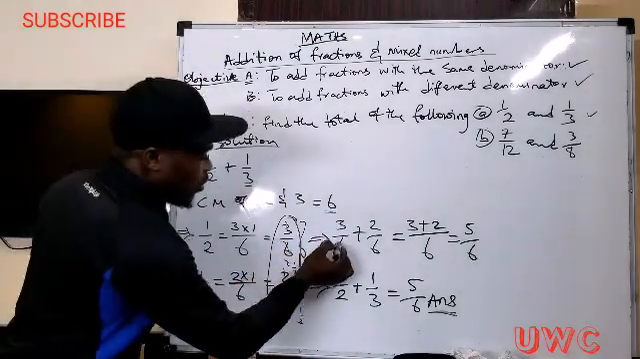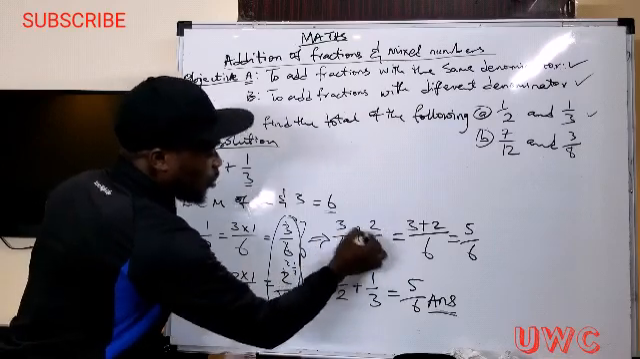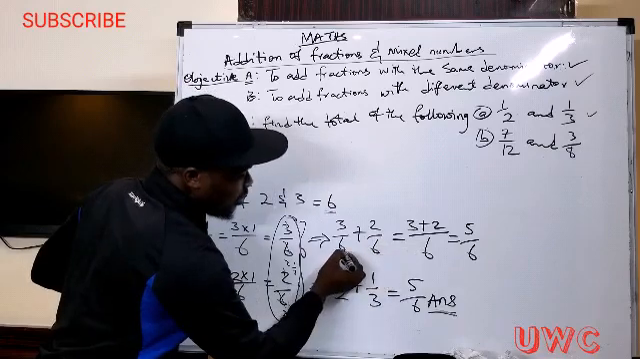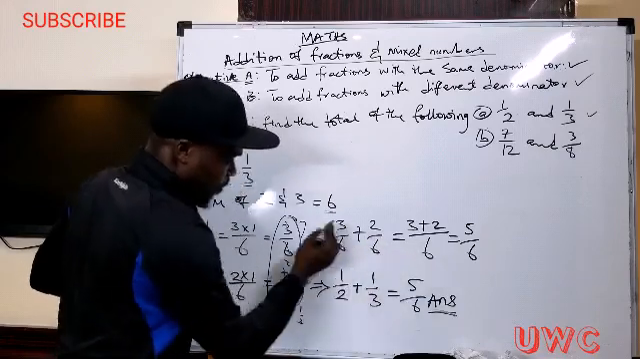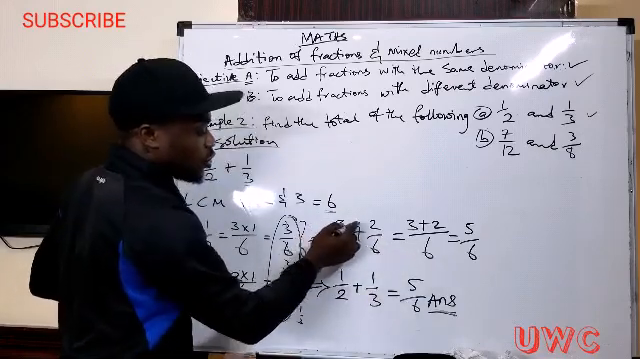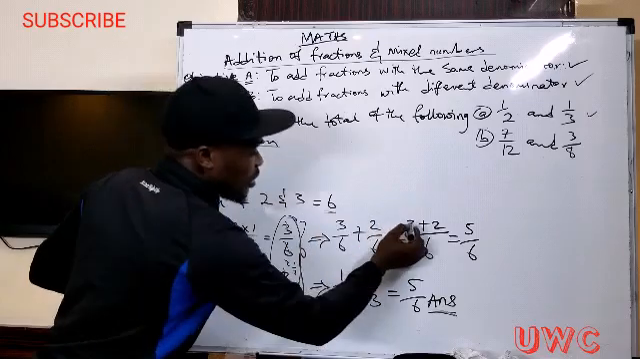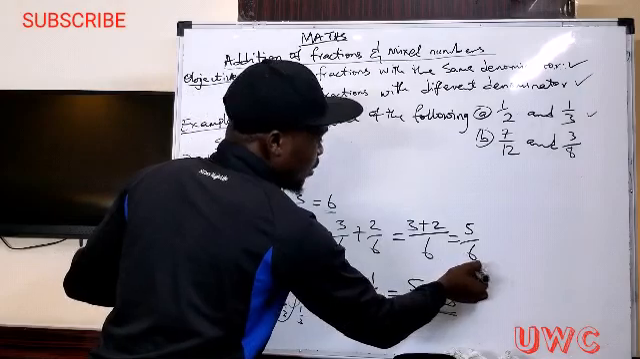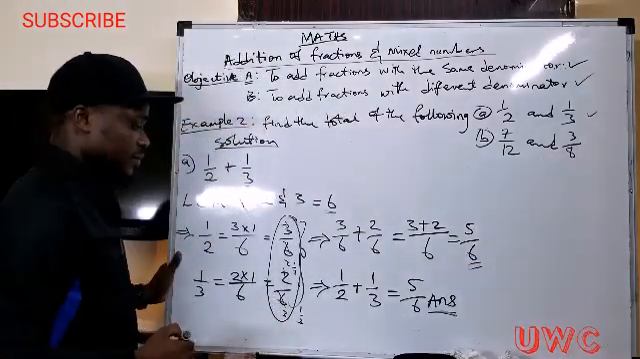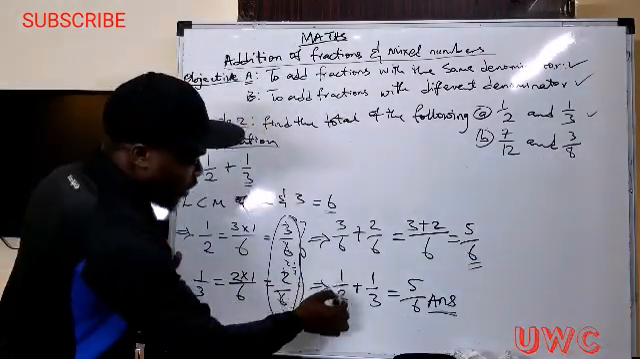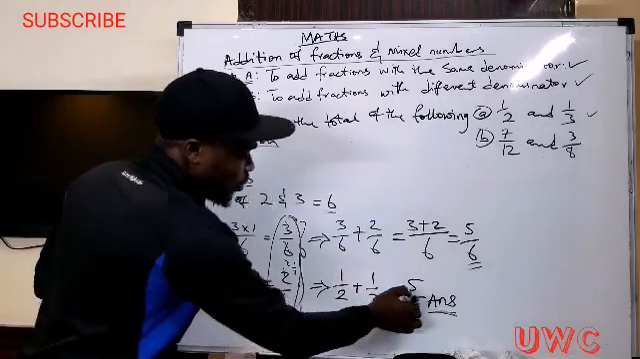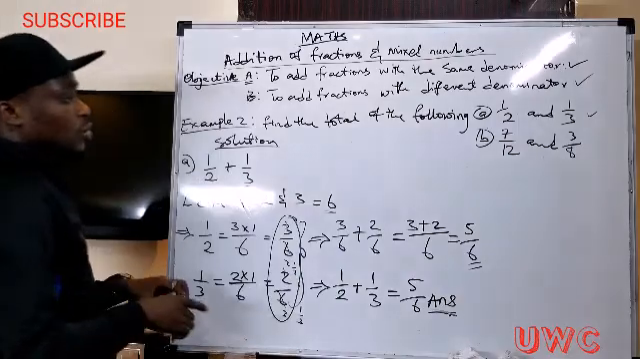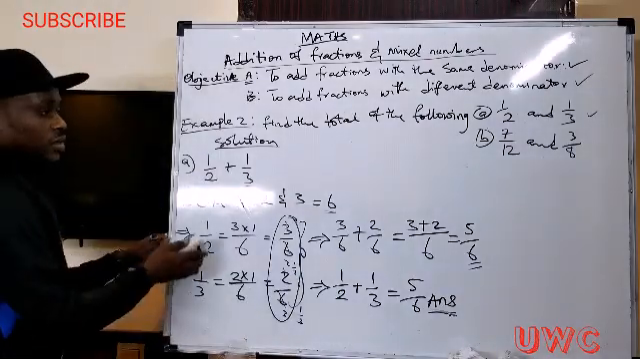So 3 over 6 plus 2 over 6 will now give us, we'll find the LCM of 6 and 6, which is 6. Then we'll sum the numerators. 3 plus 2 will give us 5. That is how we arrive at our answer. It implies that 1 over 2 plus 1 over 3 will give us 5/6. That is our answer.